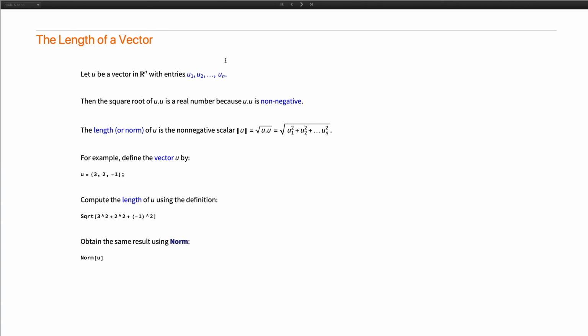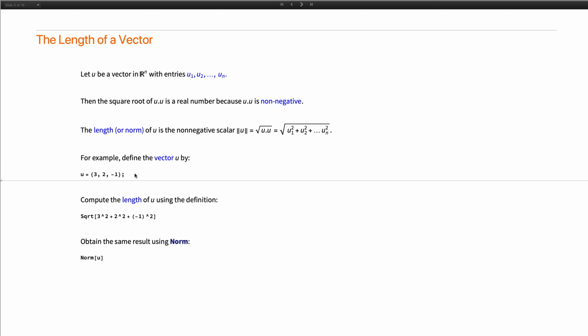Okay, so on to the notion of the length of vectors. Suppose you have a vector with components u1, u2 up to un. Then to find the length, you work out the square root of u dot u, and that turns out to be non-negative because you're always squaring things. So the length of a vector is simply the square root of u1 squared, u2 squared, up to un squared.